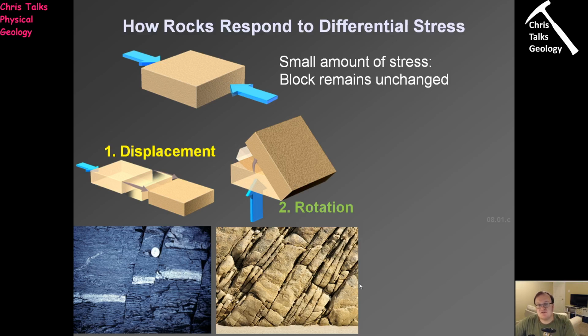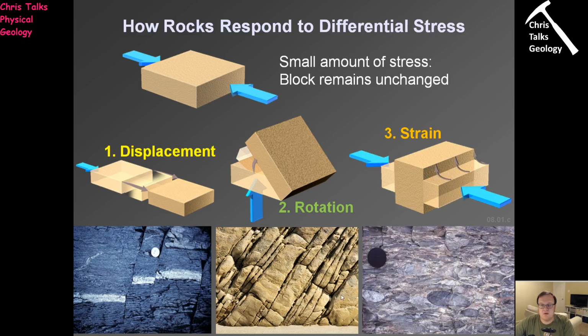So differential stresses can also lead to our layers of rock rotating. Now this can be a brittle feature, or it can also be a ductile deformation feature. Finally, we have strain. So strain is the final response to differential stresses, and strain is primarily a ductile feature.